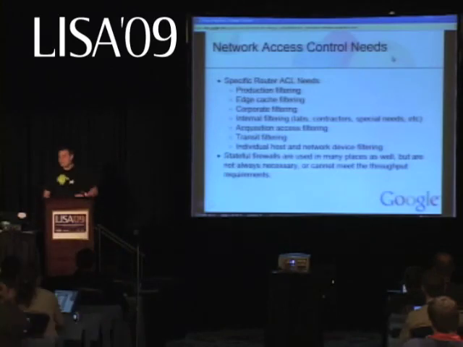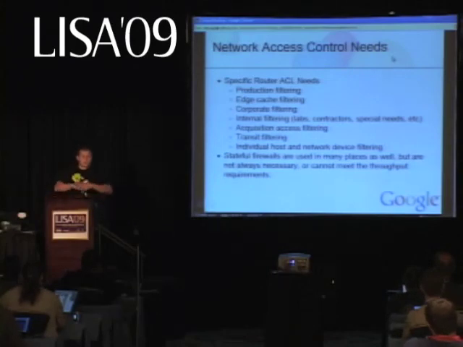At Google, we have some very specific needs on how we filter. We've got our production network. Typically, Google breaks its company into two parts. We've got our corporate network and our production network. And the production network is where most people get their services from Google, the web search, the Gmail, and so forth. We also have our edge caching services that are deployed all around the globe.